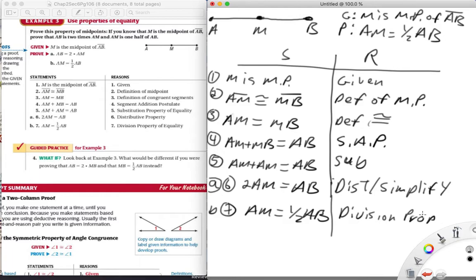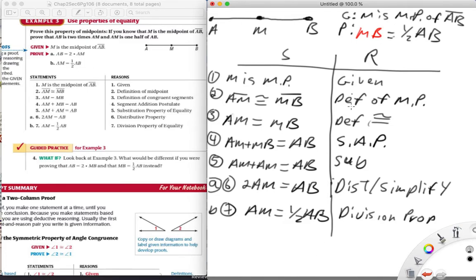They ask a question here. They ask a what if. What if instead of looking for AM, I'm looking for MB? So what if this changes? I don't want to prove that AM is equal to 1/2 AB. I want to prove that MB is equal to 1/2 AB, and etc. What do I do?